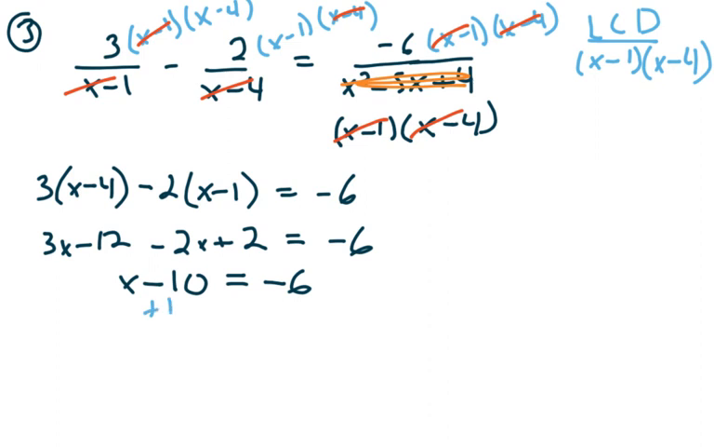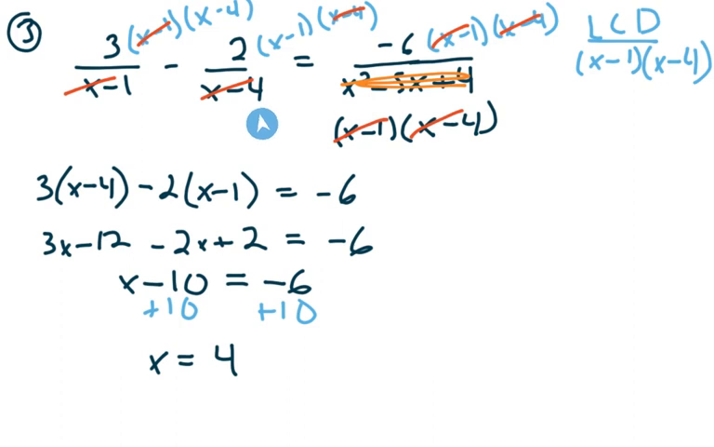Add 10 to each side to get x equals 4. Now before we box, we want to make sure it doesn't make our denominators equal 0. So 4 minus 1 does not equal 0, but 4 minus 4 does equal 0.